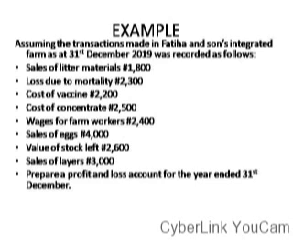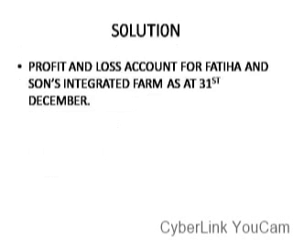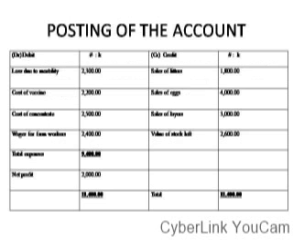I have said the first thing again is to have the title, and the title is Profit and Loss Account for Fatia and Sons Integrated Farm as at 31st of December. So now to the posting of this particular type of account. It is a 2-column account, which has the debit side and the credit side, as we can see. The debit side is going to include all our purchases and expenses, what we are going to be posting there, and all our sales and receipts on that particular farm is what we are going to be posting on the credit side.